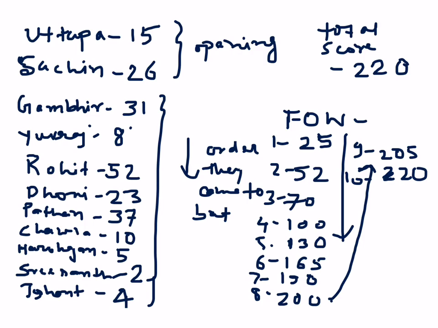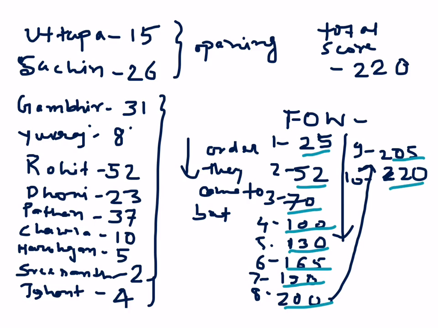I have a DI with logic sixth question with me. There's a cricket match, around 10 or 11 players are playing. I've been given their scores on which they got out, the order in which they came to bat. I've also been given the total score, which is 220, and the fall of wickets: the first wicket fell on 25, second 52, third 70, fourth 100, then 130, then 165, 190, 200, 205, 220.